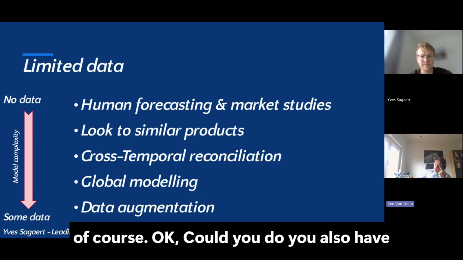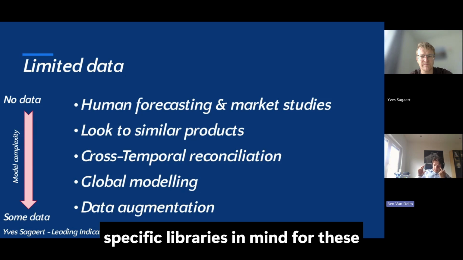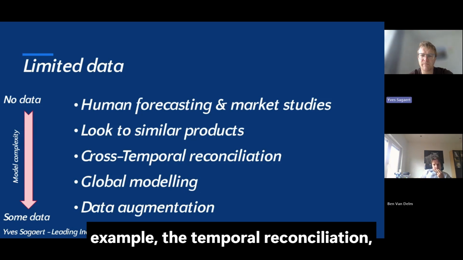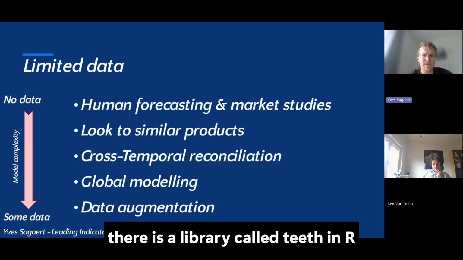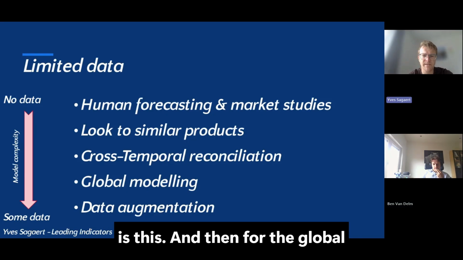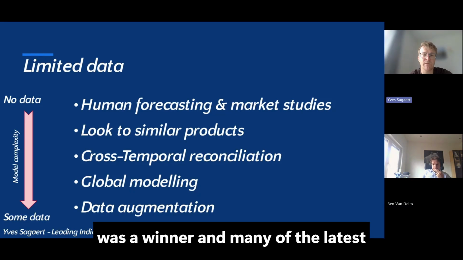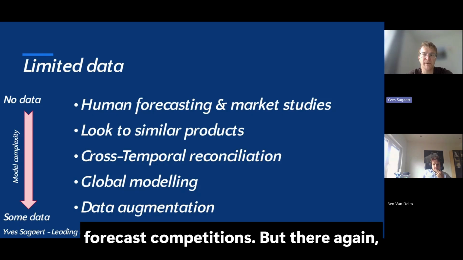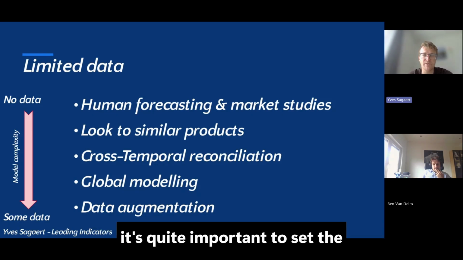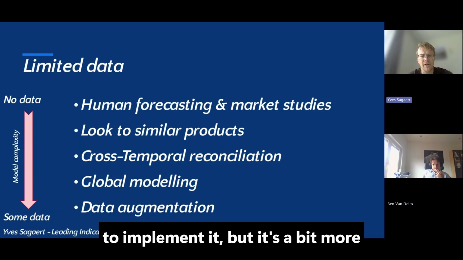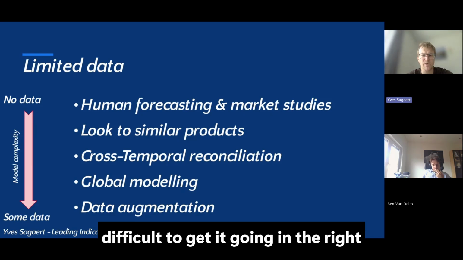Okay. Do you also have specific libraries in mind for these that are relevant? Yeah, so for example, for the temporal reconciliation, there is a library called thief in R, and then for the global modeling we have LightGBM, which was a winner in many of the latest forecast competitions. But there again, it's quite important to set the parameters right, because it's quite easy to implement it, but a bit more difficult to get it going in the right way.